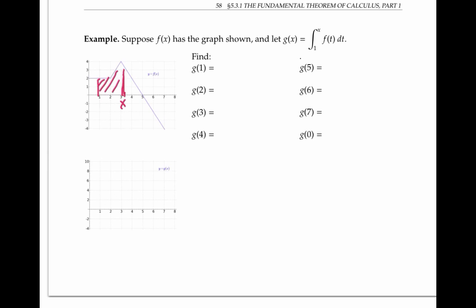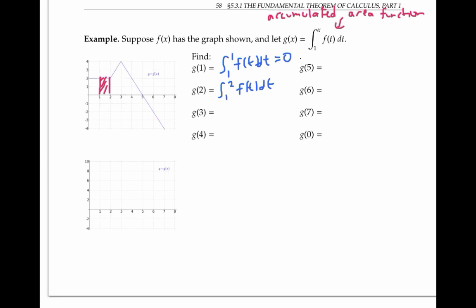I'll call g of x the accumulated area function, because as x increases, g of x measures how much net area has accumulated. Let's calculate and plot some values of g of x. G of 1 is the integral from 1 to 1 of f of t dt. That's just 0, since the bounds of integration here are the same. G of 2 is the integral from 1 to 2 of f of t dt. That's the net area from 1 to 2, which is 2 square units.